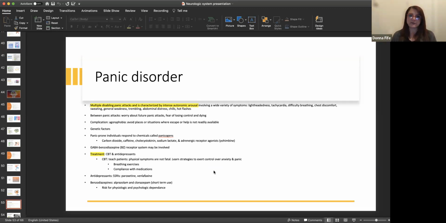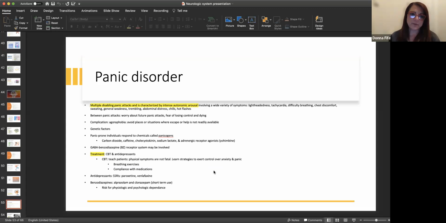There are genetic factors involved. Panic-prone individuals respond to chemicals called panicogens: carbon dioxide, caffeine, cholecystokinin, sodium lactate, and adrenergic receptor antagonists. The GABA benzodiazepine receptor system may be involved. Treatment is with cognitive behavioral therapy and antidepressants.